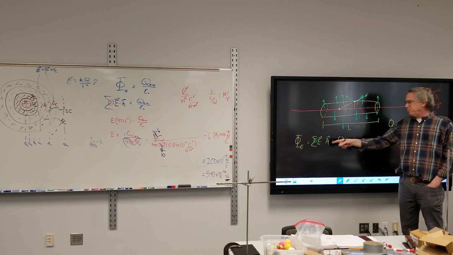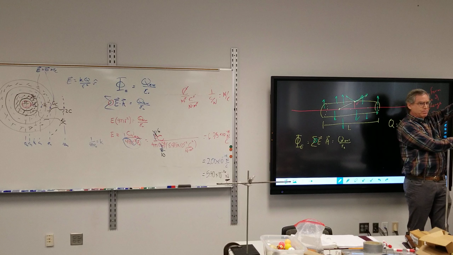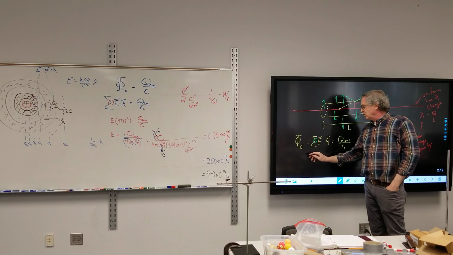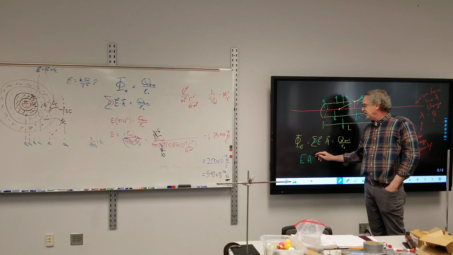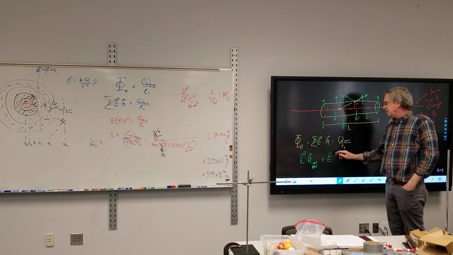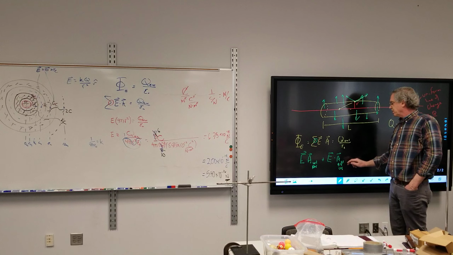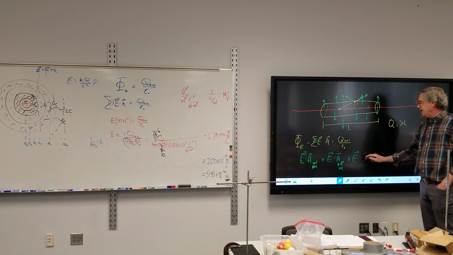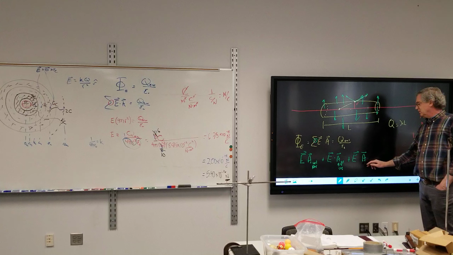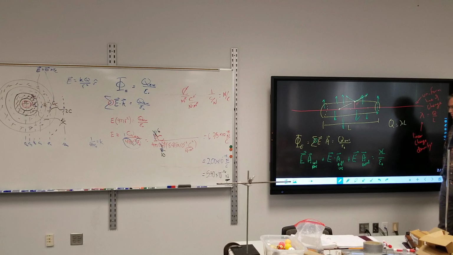So we're going to basically do this for my cylinder. I got two end caps and I got the main body. So this is going to be E dot A for the left cap, plus E dot A for the right cap, plus E dot A for, let's call it, the barrel. And that's going to be equal to my enclosed charge divided by this constant.